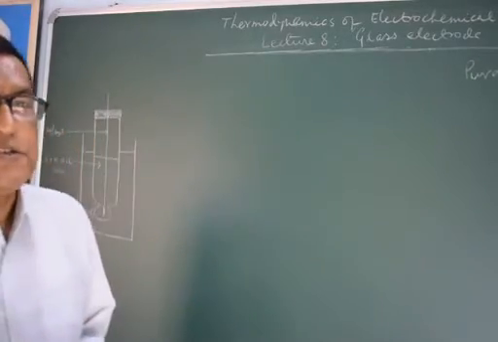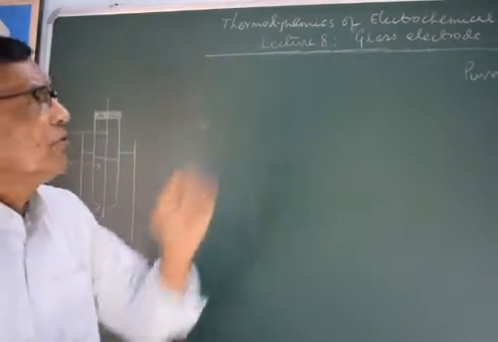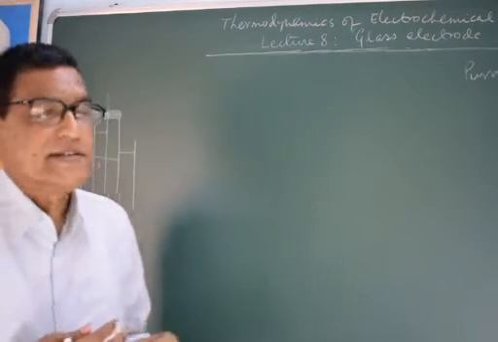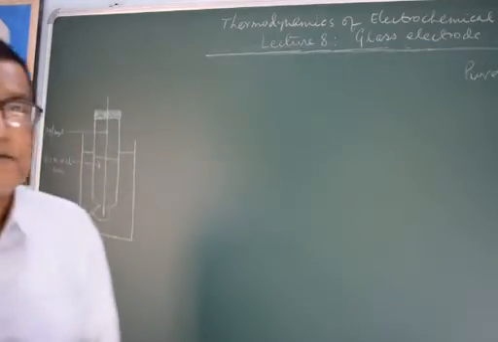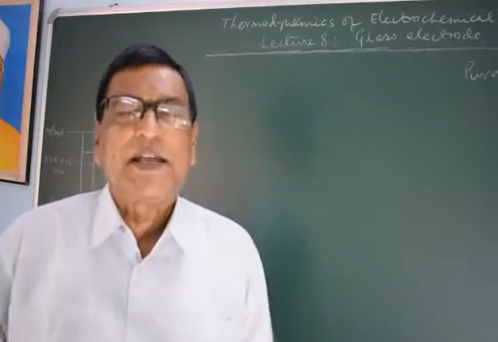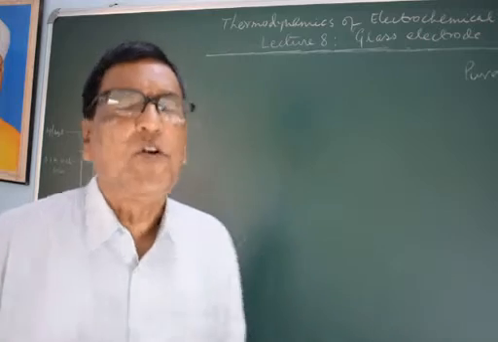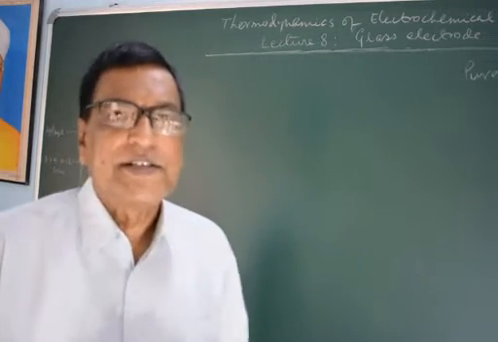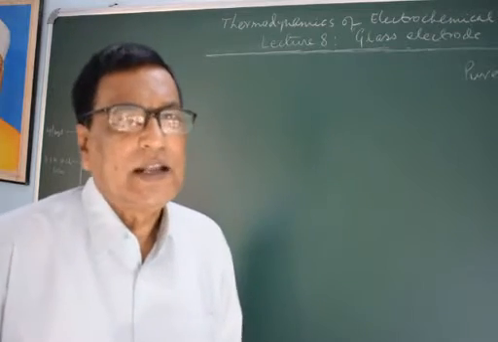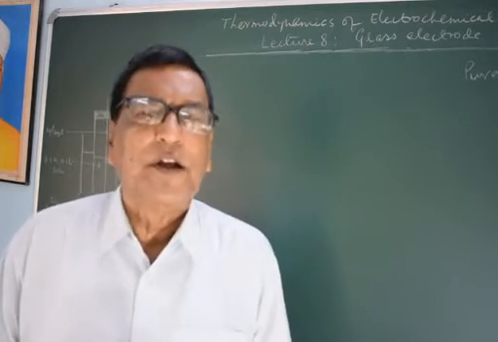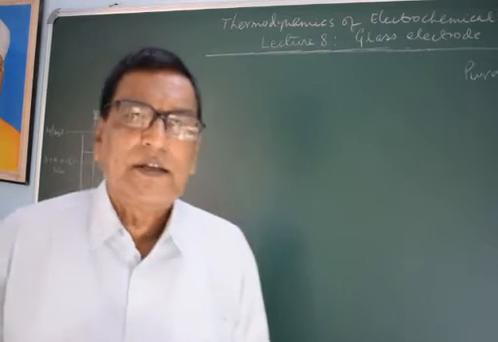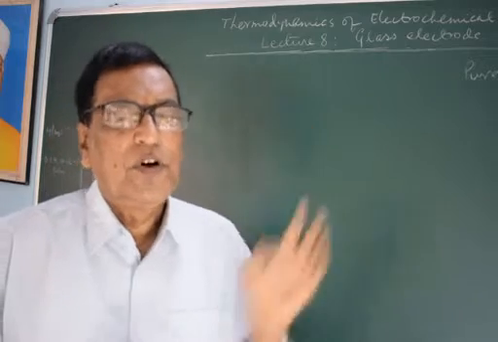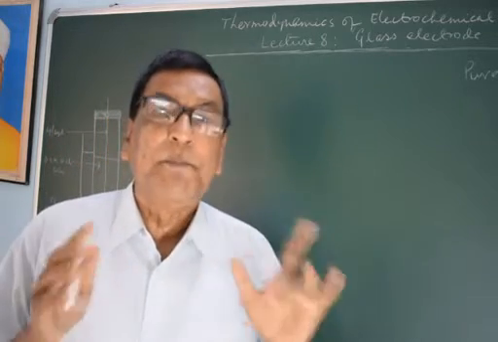In this series of discussions on the thermodynamics of electrochemical cells, today I shall discuss the glass electrode. This glass electrode is a very special type of electrode which does not involve electrons or oxidation-reduction reactions, as we have found in other types of electrode reactions. This is a special type we call the ion selective membrane electrode.